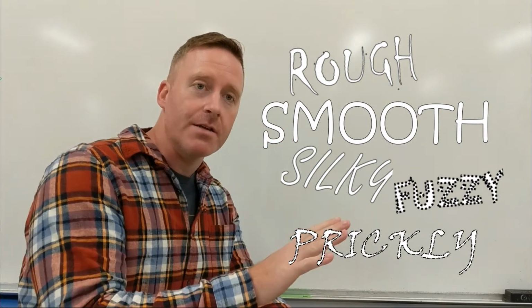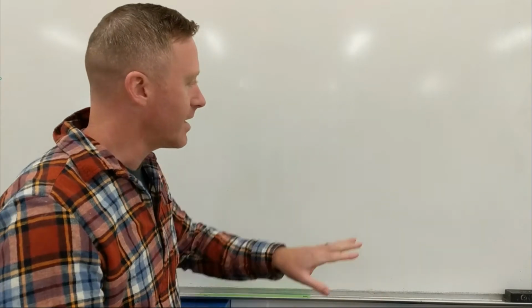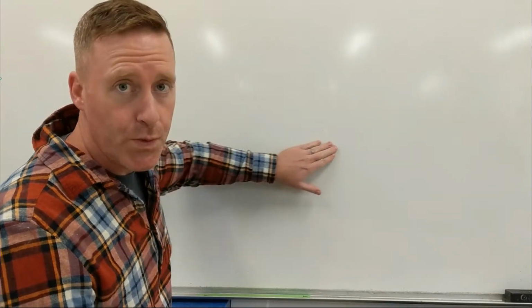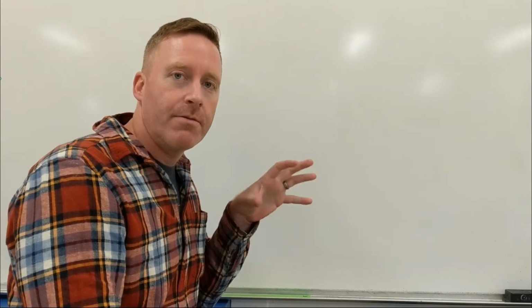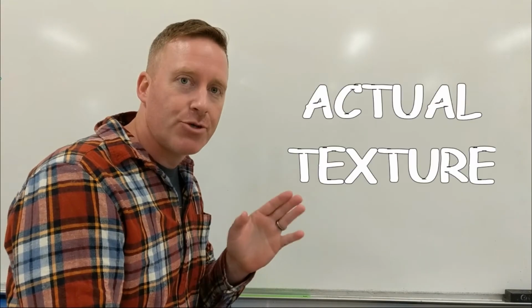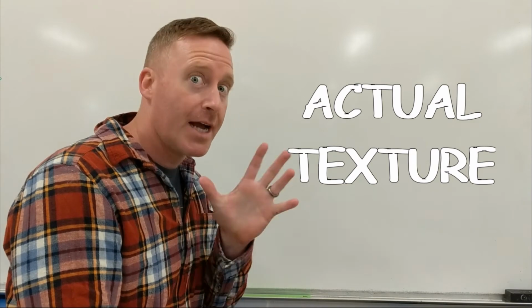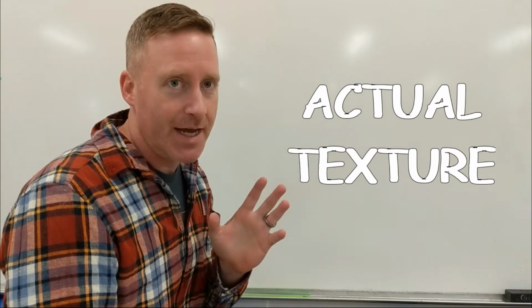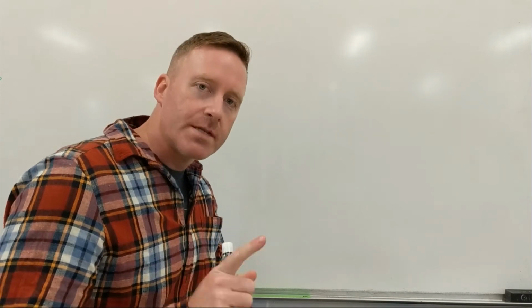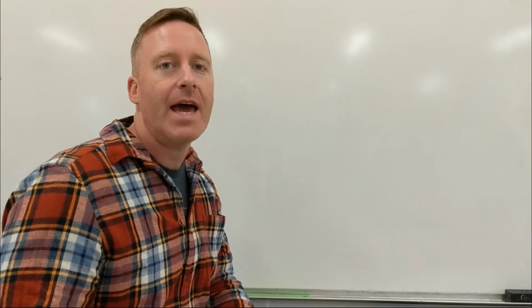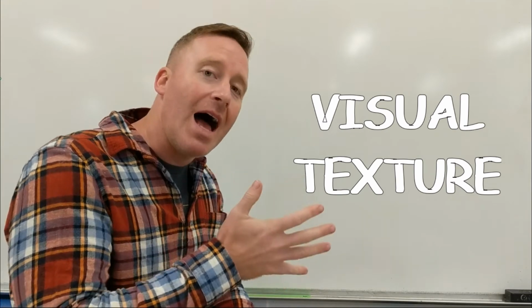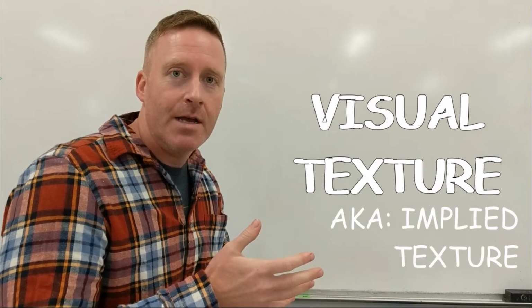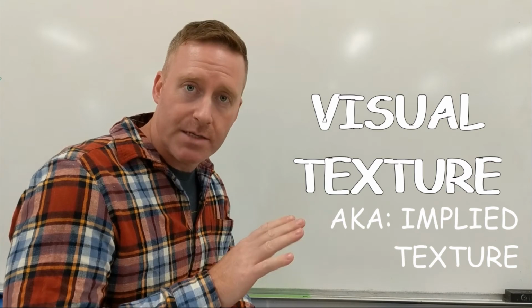Now when you touch it, when you can put your hand on a thing like this board, it's smooth, okay? Or if I went outside and rubbed it across the concrete, that would be rough, and we call that actual texture. When you can actually touch it, it has actual texture. But when we draw something or paint, that has visual texture, where we have to imply that the texture's there, because we're drawing on something that's flat and smooth.